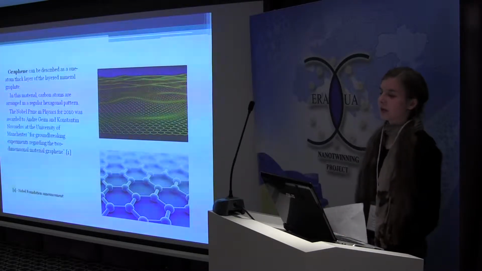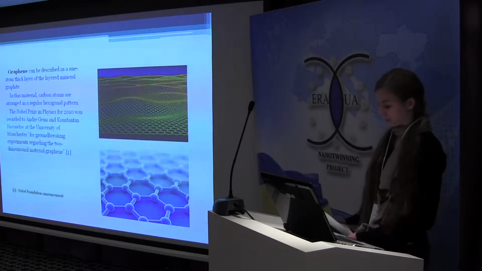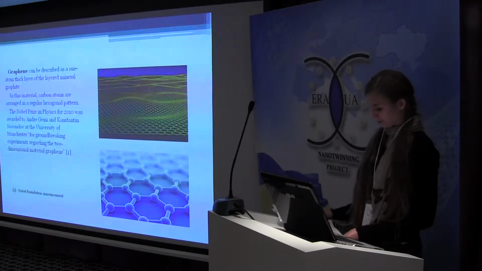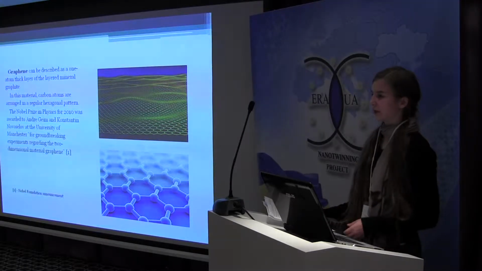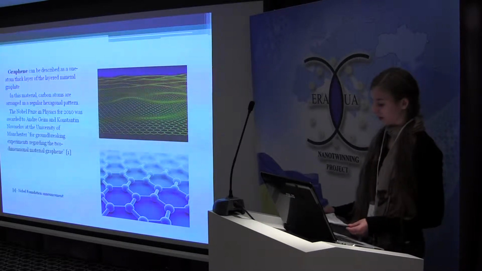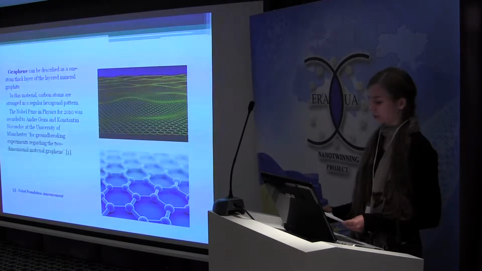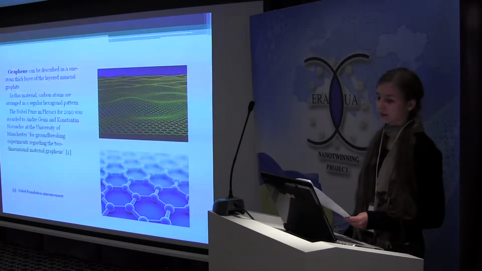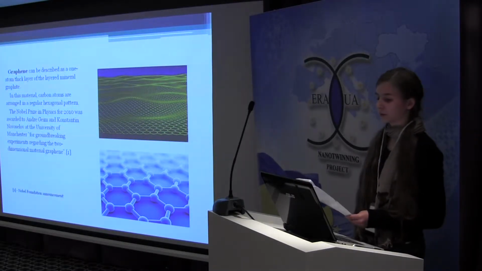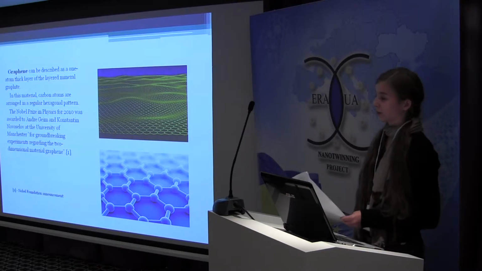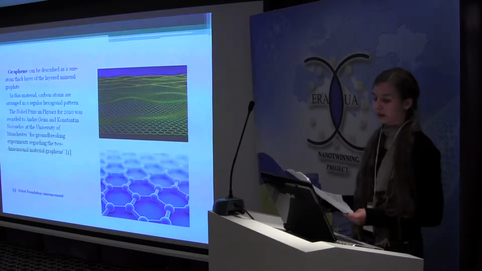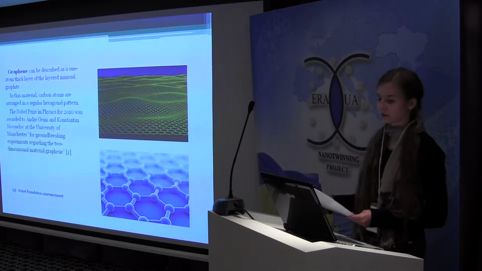Graphene can be described as one atomic layer of the layered mineral graphite. In recent years, great attention has been paid to the study and application of graphene. Graphene itself is a monolayer of carbon atoms packed into a two-dimensional (2D) honeycomb crystal structure. The Nobel Prize in Physics for 2010 was awarded to Andrei Geim and Konstantin Novoselov for groundbreaking experiments regarding the two-dimensional material graphene.